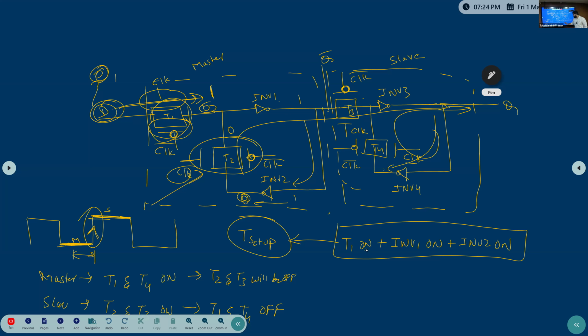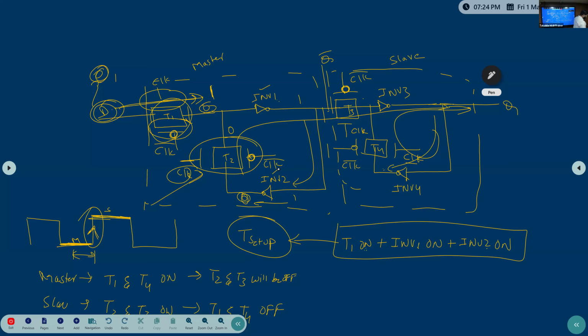So the setup time, T setup, equals T1 transmission gate on time, inverter 1 on time, inverter 2 on time. Through this the data will pass. So that is the setup time.